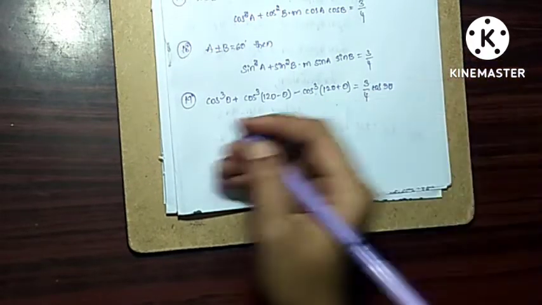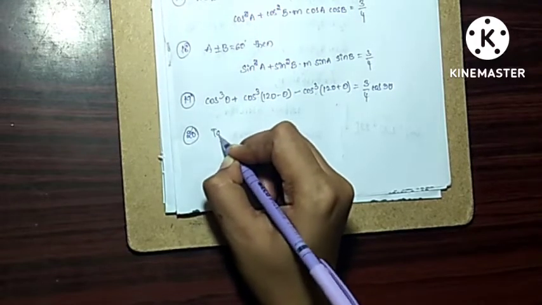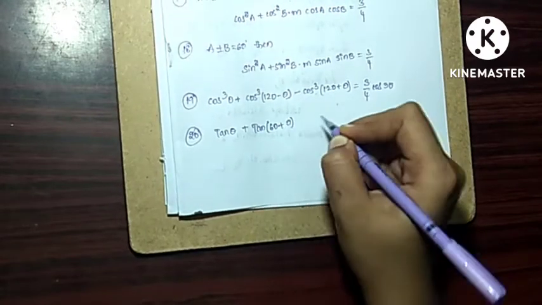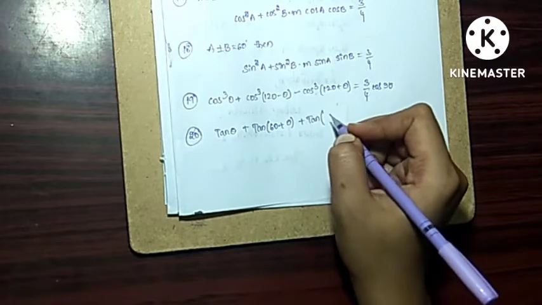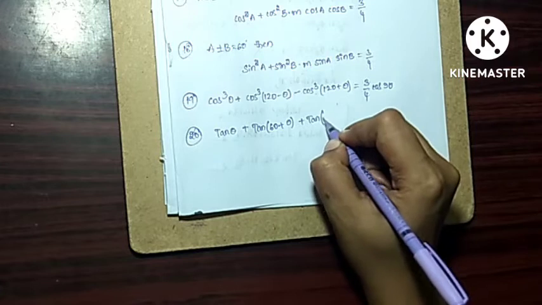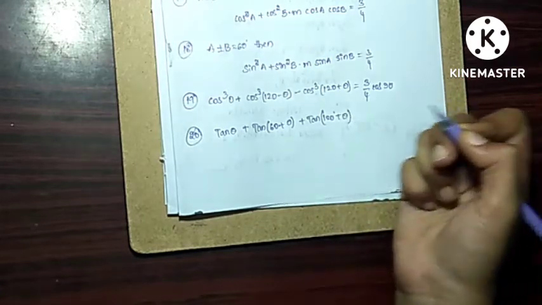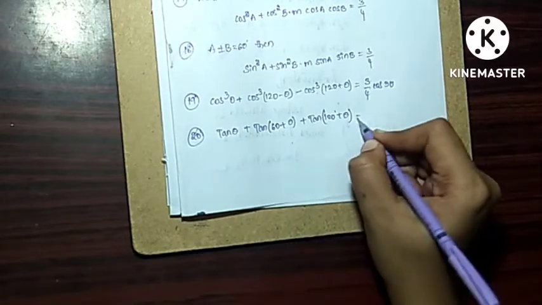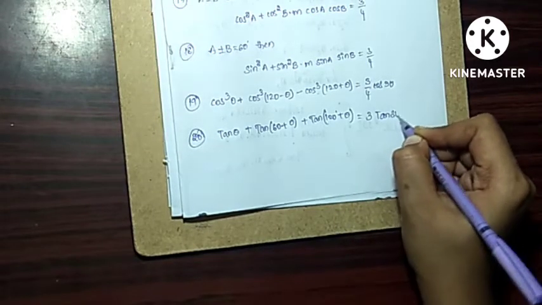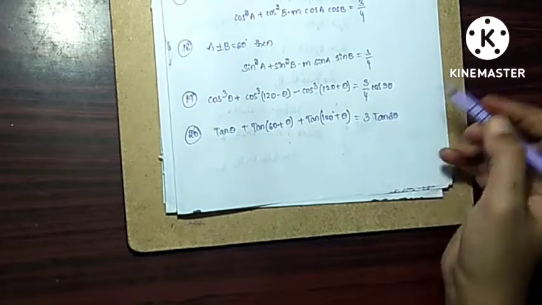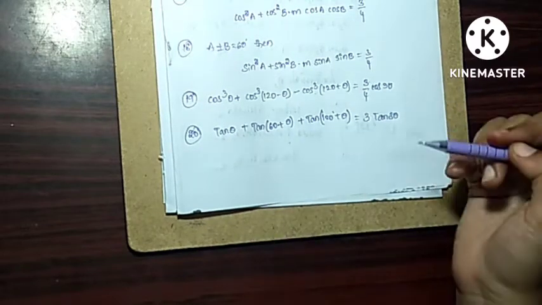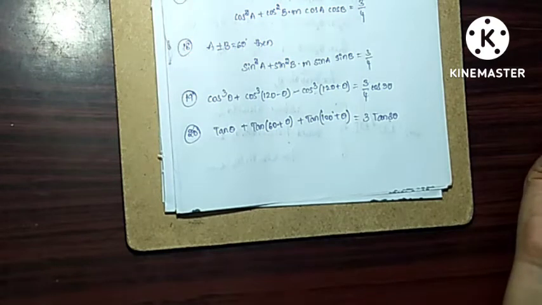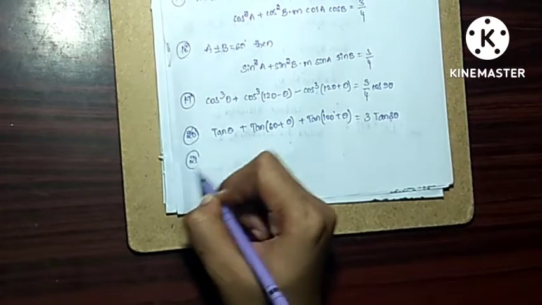Now we write the 20th formula, that is tan theta plus tan of 60 plus theta plus tan of 60 minus theta. You are going to say no, this is tan of 120 plus theta. First one is tan theta plus tan of 60 plus theta plus tan of 120 plus theta, which is equal to 3 tan 3 theta. Okay, here see, there are 3 terms, we will write 3, and there is a tan form, we will write tan, and there is a 3 theta. So these two terms are again divisible, but you can remember it like this. We have to remember this formula so that you can use it in your examination.